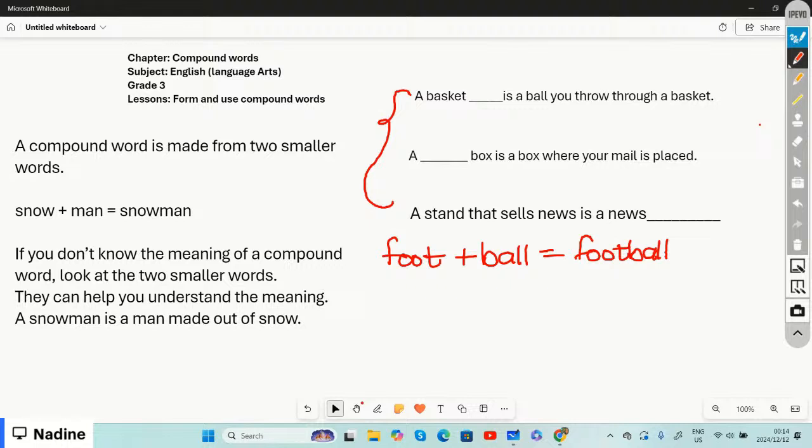In my country, they call it soccer. I don't know if it is also called soccer in your country, but football is soccer in my country. So foot means one thing, and ball is something that you can kick, throw, and so on. But if you put that together, it is a ball that is used to kick with your foot.